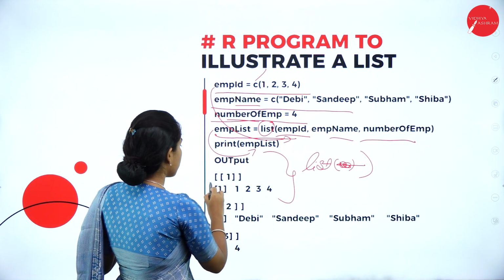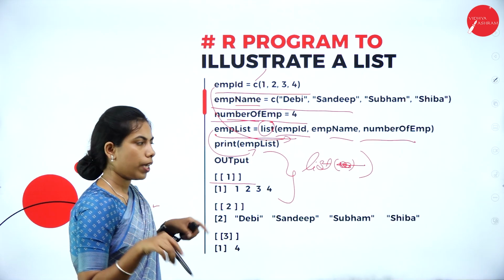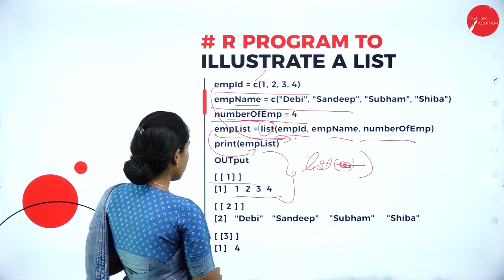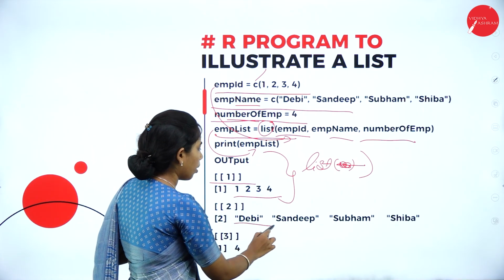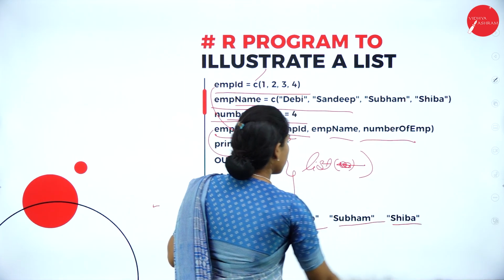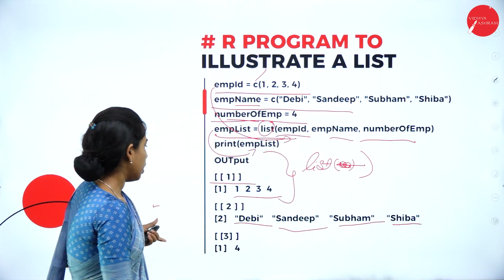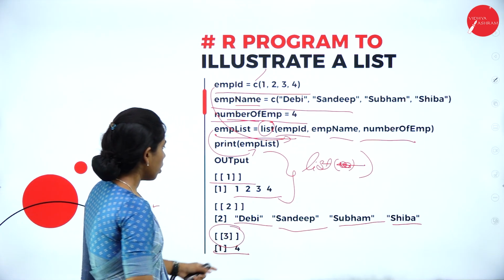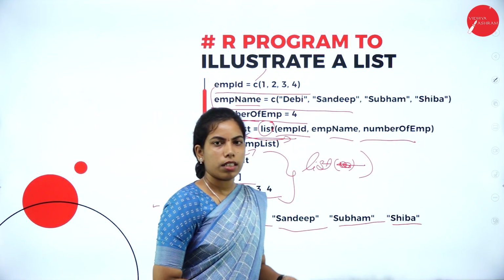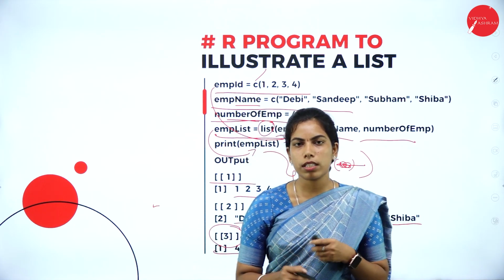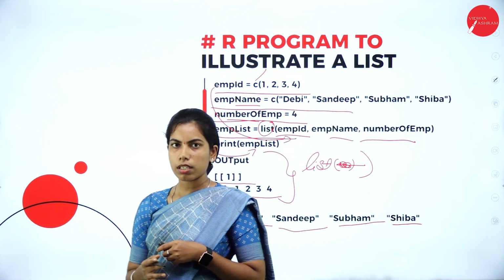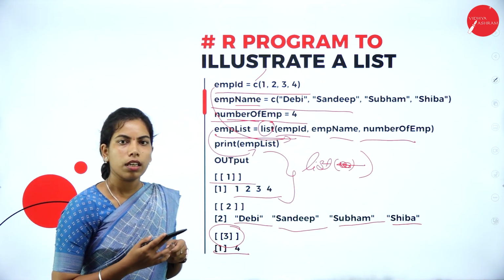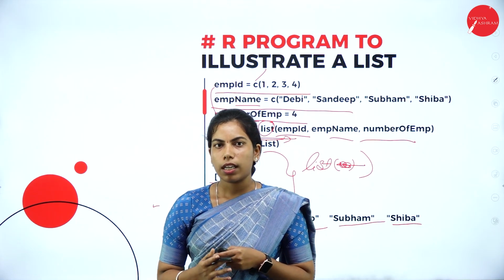When I give the print statement with the variable name employee list, I get output like this. This is the first list: 1, 2, 3, 4. The second list is AB, Sandeep, Subhan and Shiba. This is how the list will be printed. And lastly the third list shows the number of employees. This is how the list works, because this is a heterogeneous data structure. These are all the most important data structures available in R. Thank you.